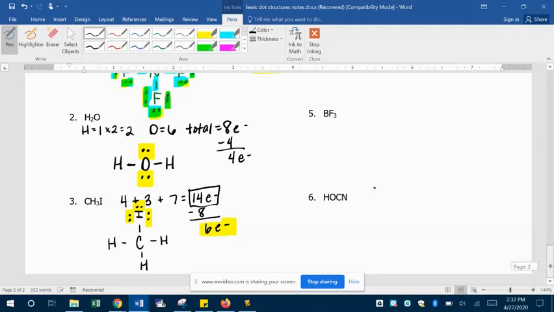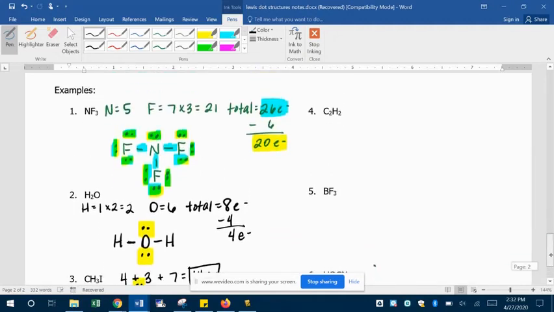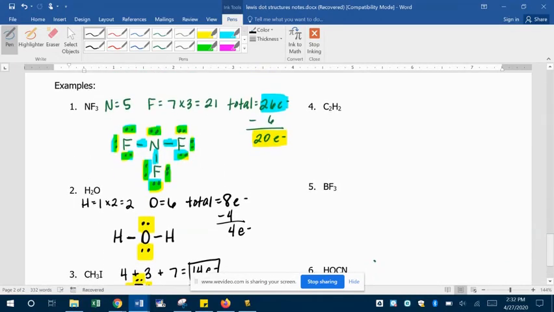So we've done 3 examples now without double and triple bonds. Let's do some structures that are a little bit more complicated. So let's try C2H2. Carbon has 4 valence electrons, but we have 2 of them, so that gives us 8. And then hydrogen has 1, but there's 2 of them, so that gives us 2. So that gives us 10 electrons to work with.